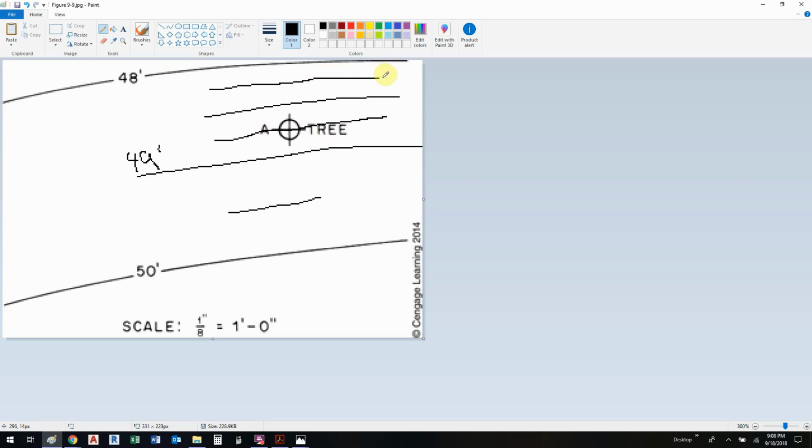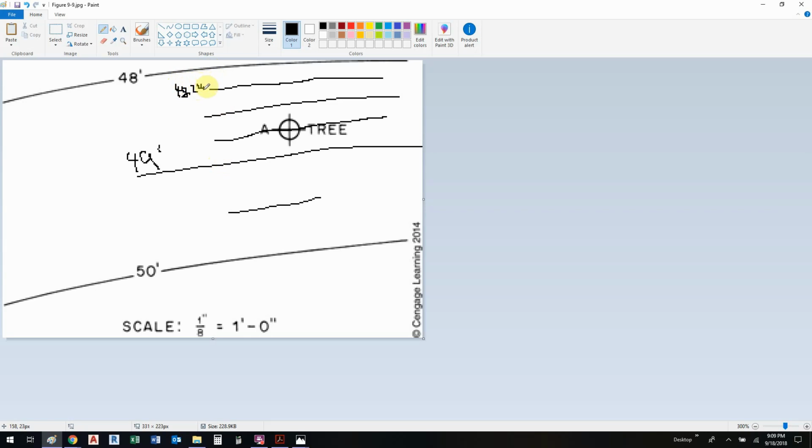So when we're talking about topography lines, we don't really say 48.3, 48.6, 48.9, 49. We don't really do that. We call them points. So right here would be 48.24.